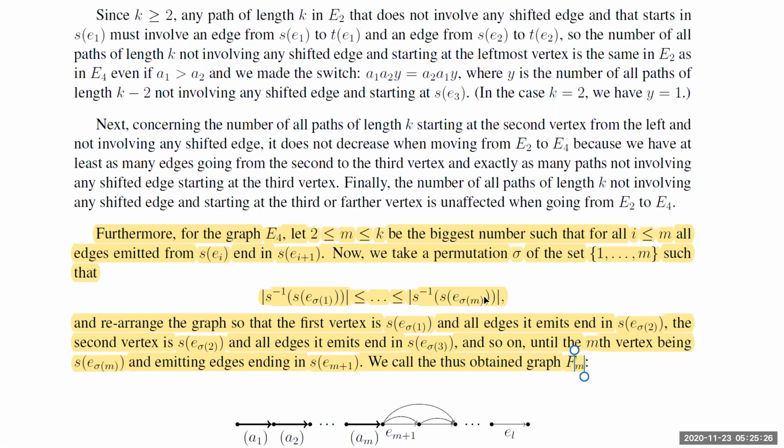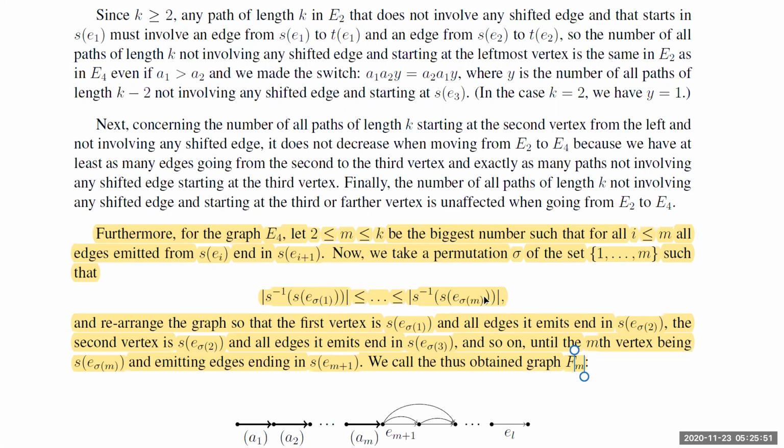Such a permutation obviously exists because if I have finitely many finite numbers, I can always order them from the smallest to the biggest. I think this is completely clear. There's no need to justify it, right? Such a permutation always exists. I have a finite amount of finite numbers, and I just order them from the smallest to the biggest. I can always do it.